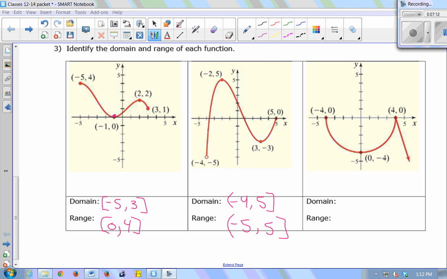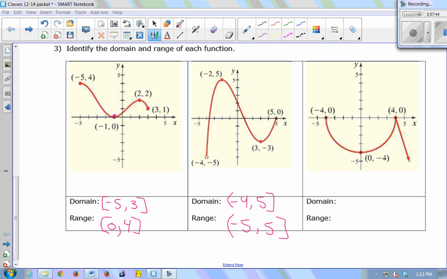How do I decide to use a parenthesis or a square bracket? So when the circle is not filled in, that means that point is not included on the graph. So my x values are getting really close to negative 4, but they never actually get there. So the round bracket means negative 4 is the end point, but it's not included. When you do include it, you use a square bracket, when the dot is filled in.